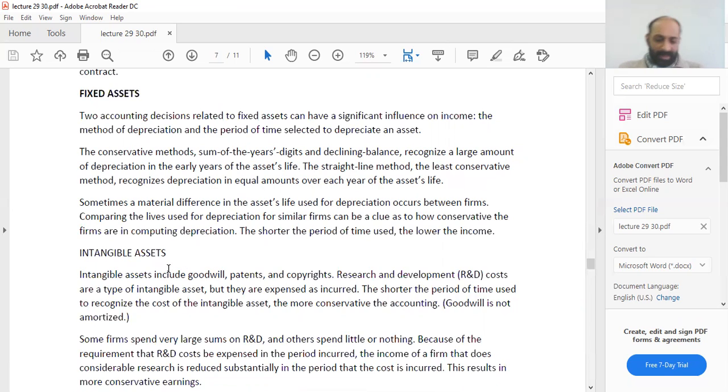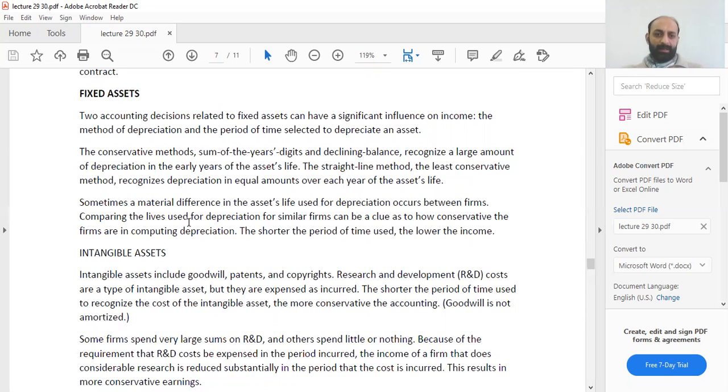So आपके वो वाले depreciation methods जिनमें depreciation is high in initial years is considered conservative. और जो कि आपका straight line method है, as you know, वो equal distribution होती है आपकी depreciation expense की, so that is considered the least conservative.